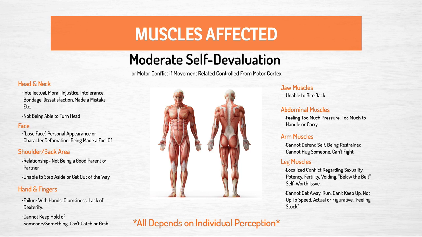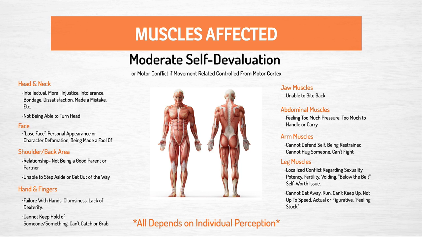The jaw muscles, so this would have to do with TMJ, unable to bite back, unable to say what you want to say, being restricted in some way. The abdominal muscles have to do with feeling too much pressure, too much weight on your back, too much to handle, too much to carry.